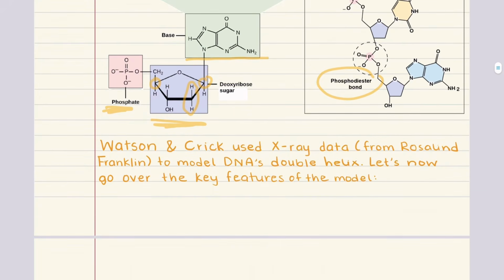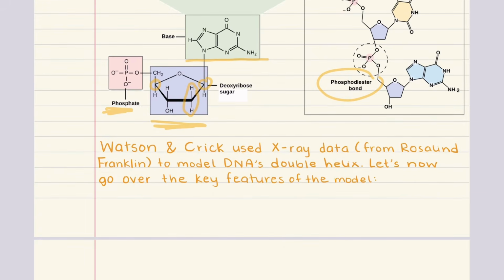With all of this new information in mind, we're ready to ask the million-dollar question. How did we figure out what DNA looks like? In the 1950s, James Watson and Francis Crick used X-ray diffraction data, originally produced by Rosalind Franklin, to develop a physical model of DNA. And that model became the double helix we know today.